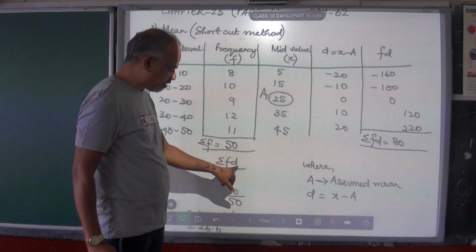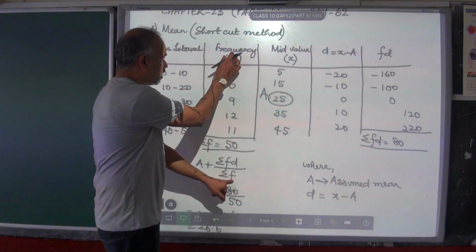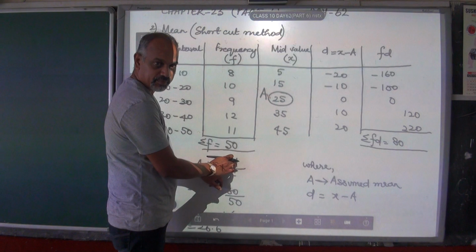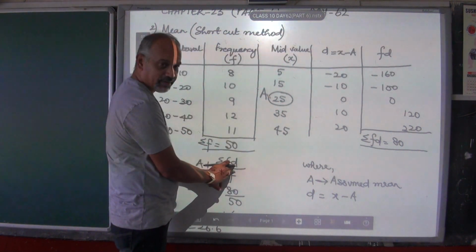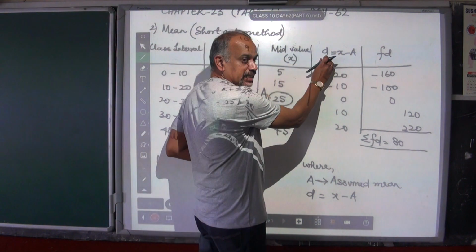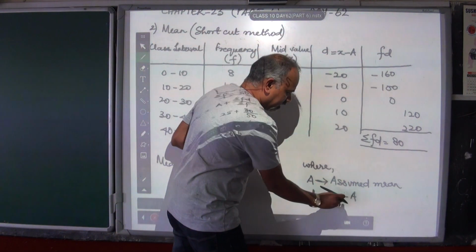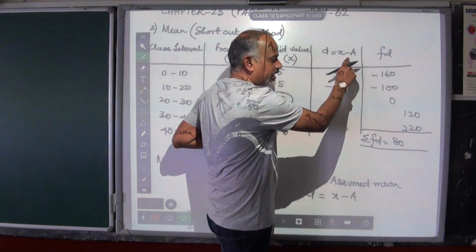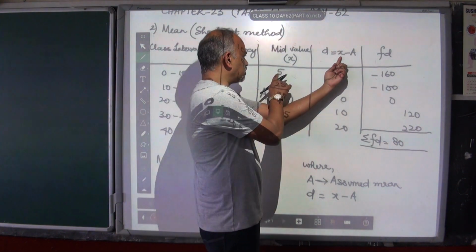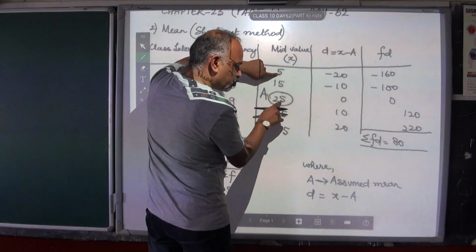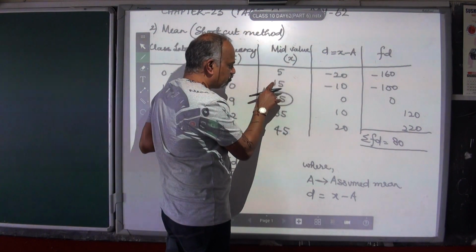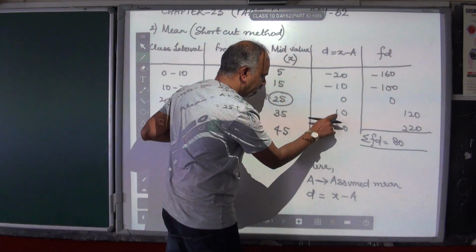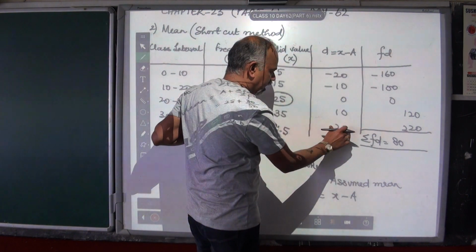Plus you need sigma fd by sigma f, the sum of f values. These are your f values. Add all this, that will give you sigma f, which is 50. Then the numerator, you have sigma f into d. To find this, you know f values, you have to find d values. So our next column after finding mid values is finding d. D, I said, is equal to x minus a. Each mid value minus your assumed mean. So our first d value is x value 5 minus a value 25, which gives you minus 20. Next x value is 15, 15 minus 25 gives you minus 10. Then 25 minus 25 gives you 0. 35 minus 25 gives you 10. And 45 minus 25 gives you 20. And these are your d values.